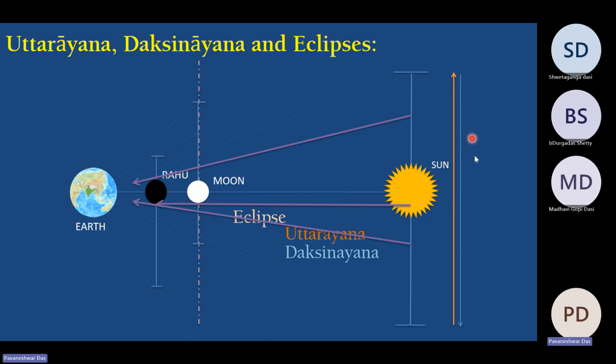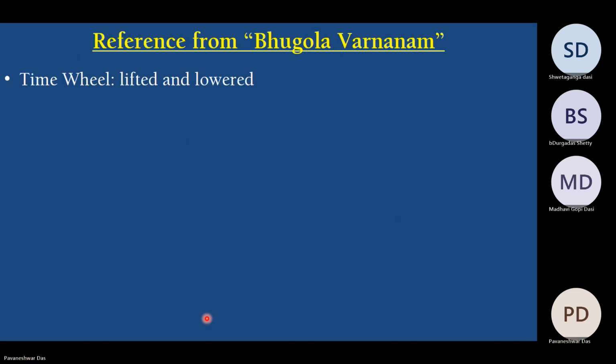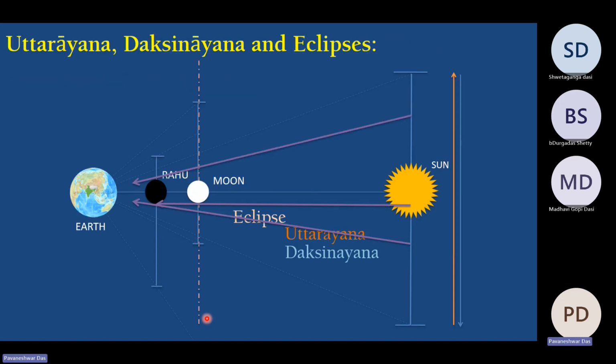And the sun going up is Uttarayana, the sun coming down is Dakshinayana. Similarly, the moon going up is moon Uttarayana, the moon coming down is moon Dakshinayana. But that is not of much interest. We only focus on the sun going up and down. So here is the principle.